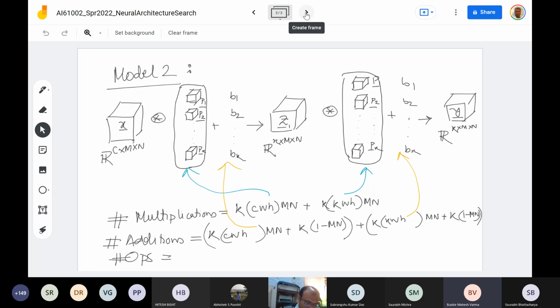Put down all of those values. So your C is equal to 3, M is equal to N is equal to 224, K is equal to 64, W is equal to H is equal to 3. That's what we had, if I remember. Sir, I got 3.87 billion. 3.87 billion? Which seems to be very unlikely. Can somebody check?